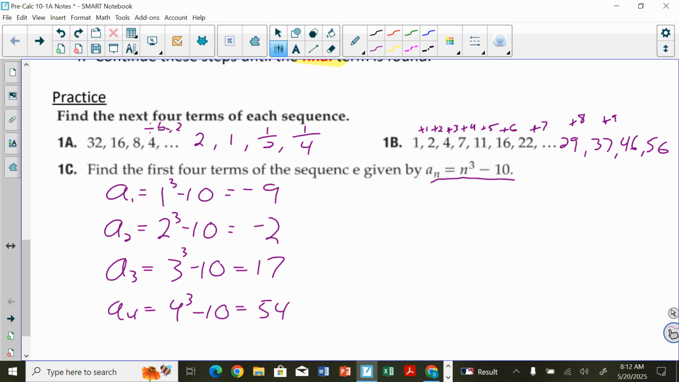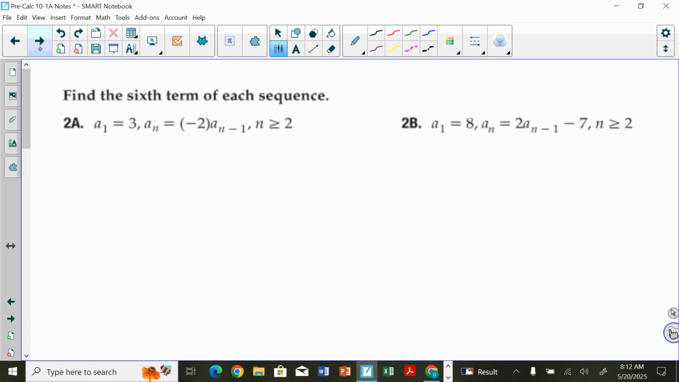Okay, so continuing on here. So now we want the 6th term in the sequence. So here's where we're going to use that recursive formula. We're going to find all terms leading up to it, and then we can find that last one. So they give us that A1 is equal to 3, and then they give us this formula here. And they just give us a limitation that n has got to be greater than or equal to 2.